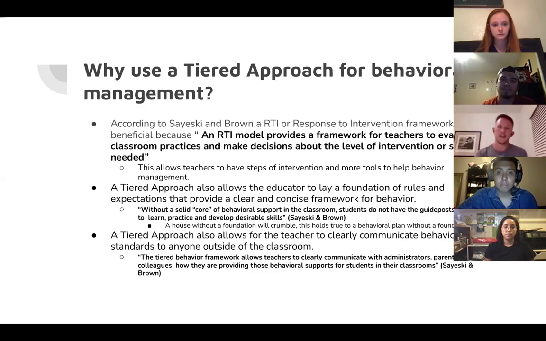So the question of the hour is, why use a tiered approach for behavioral management? According to the paper, an RTI model provides a framework for teachers to evaluate classroom practices and make decisions about the level of intervention or support needed. This is important because it gives the educator multiple strategies to diffuse a behavior. They don't just have that one strategy that they go to, because eventually that strategy is going to fail and they need more supports to fall back on, or tiers to ramp up when they need to really hone in on a problem behavior.